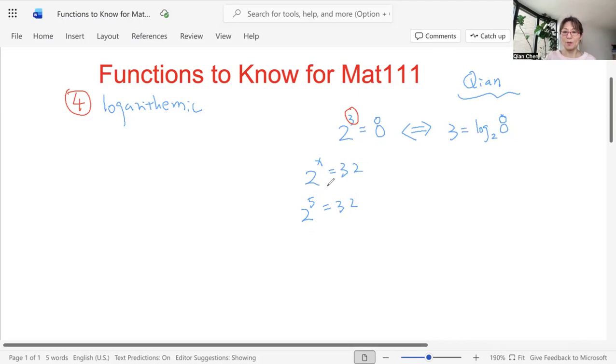But what if it's very complicated, right? Let's say I have 2 raised by x equals 10. Right? That's going to be troublesome. So how do we find out the x value? So that's why we want to write x equals log base 2 of 10 as an expression, right? As a number. What kind of number? It's an irrational number.